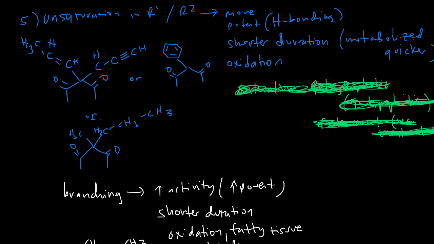So remember, the 5 position has different reasons for its activity. They're more potent because they can hydrogen bond, and they're shorter duration not because they can redistribute faster, but because they're metabolized quicker. So here's unsaturation. You have the double bond, a triple bond, or you can have the phenyl ring. Never mind, the phenyl ring follows a different rule, so scratch that, my bad. So unsaturation, you just have the triple bond or the double bond at the R prime or R double prime group versus having no double bond or triple bond. And this double bond and triple bond makes the compound more potent because of hydrogen bonding and have a shorter duration because it metabolizes quicker.